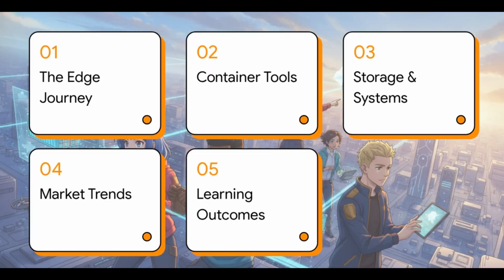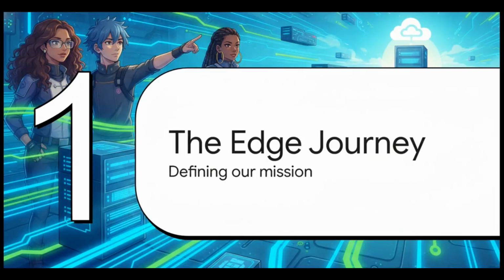Okay, here's our quick roadmap for this explainer. We're going to start with the edge computing journey, then move right into container tools and middleware. After that, we'll tackle storage and distributed systems, navigate some current market trends, and finally, wrap it all up by mastering our core learning outcomes. All right, let's kick things off with Section 1, the edge computing journey, and really define our primary mission here.